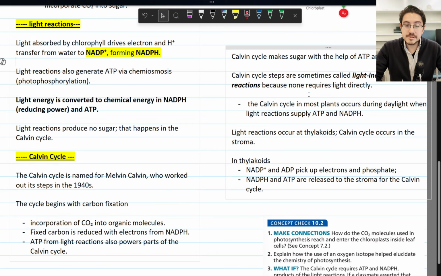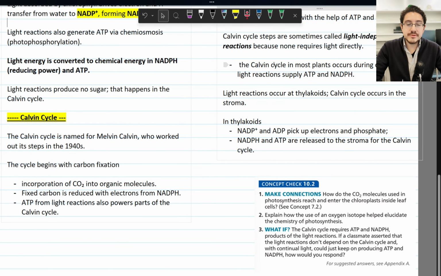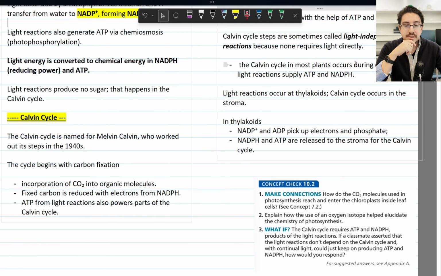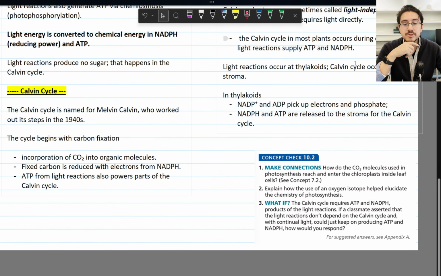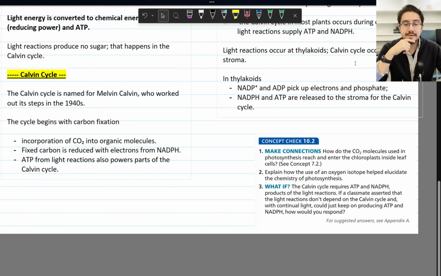Okay, as I mentioned before, this is a light independent reaction because it doesn't really require light directly. Okay, so the Calvin cycle in most plants occurs during daylight. So of course, during daytime we have the sunshine and the plants are absorbing light to carry out the light reactions, and you're getting a steady supply of ATP and NADPH, ultimately occurring in the stroma for the Calvin cycle. Light reactions, of course, need that ETC to be in a membrane. That membrane is the thylakoids. We're going to see that in a bit.